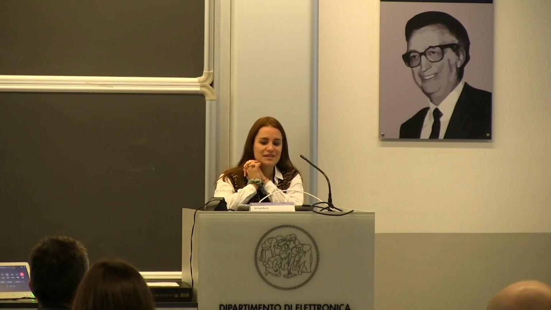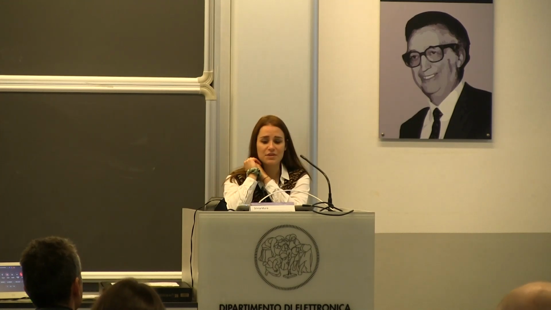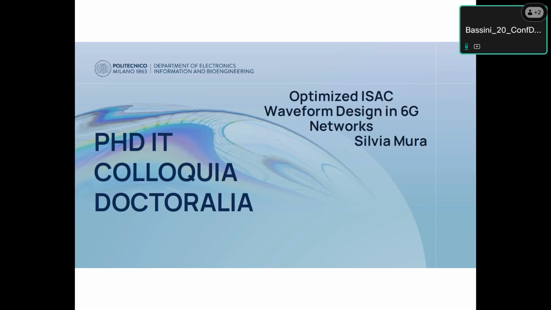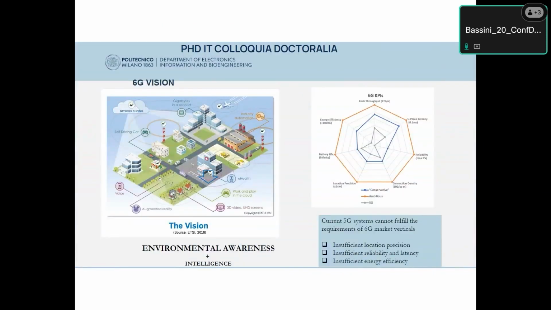I'm here to describe my PhD thesis, and part of my thesis is optimized ISAC waveform design in 6G networks. So I'm going through what is a 6G network in my case, and what is an ISAC system, and what is the purpose of optimizing a waveform for this kind of system. So first of all, the vision.